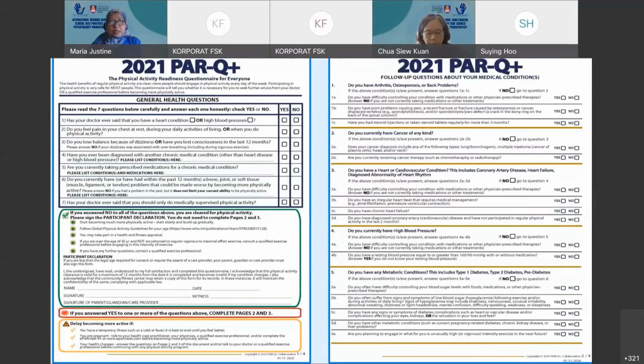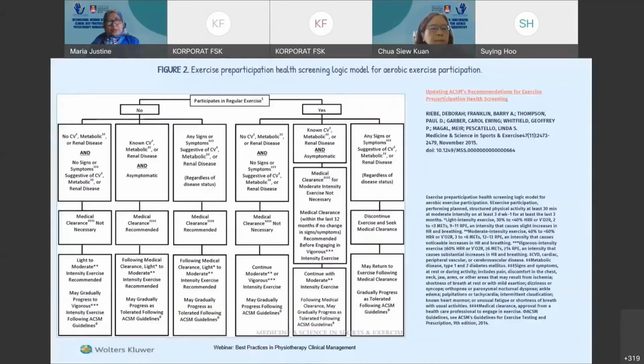If you remember the old PAR-Q, it's only 1 page, but the updated one is 4 pages. So that is PAR-Q Plus, and the new algorithm or model of screening by ACSM. Remember that one of the new items in the screening is to look at the level of exercise, whether they are currently doing regular exercise, yes or no.